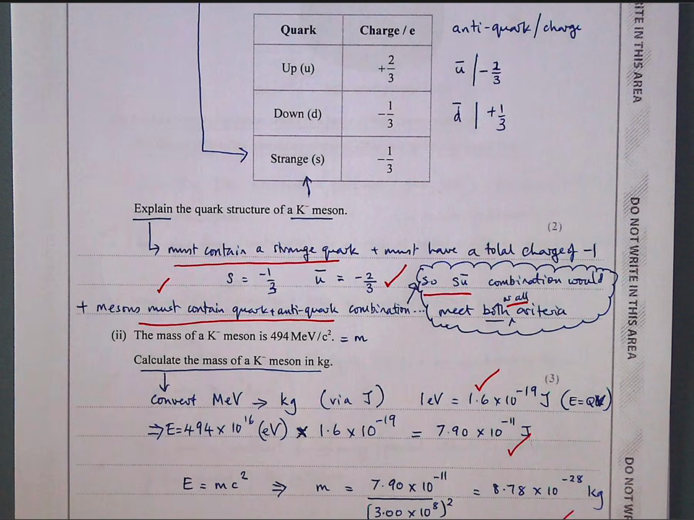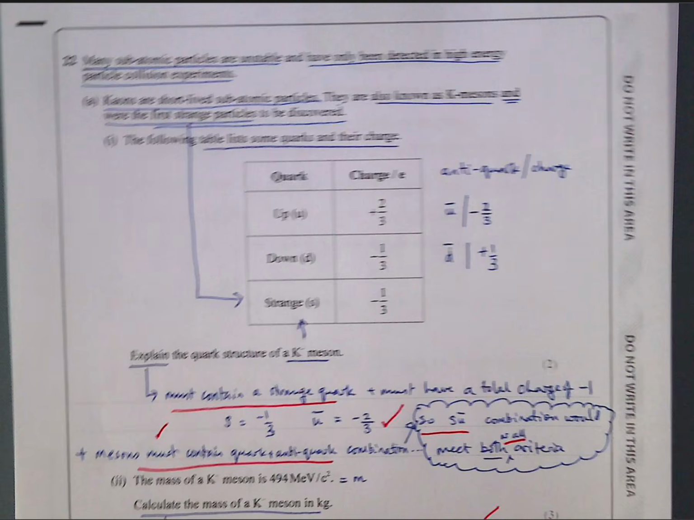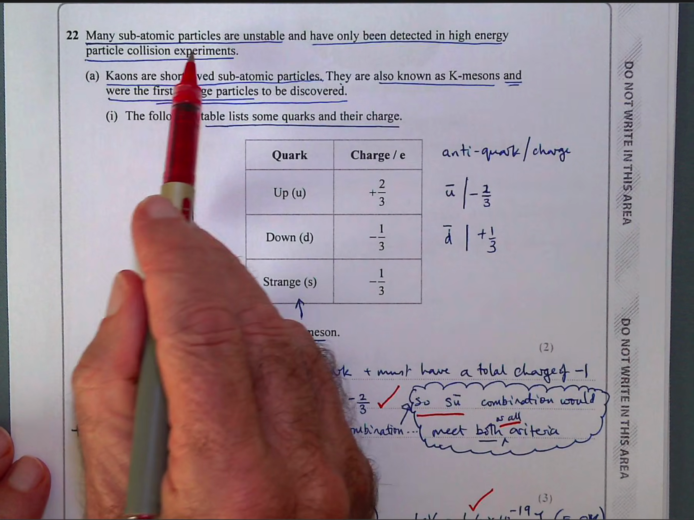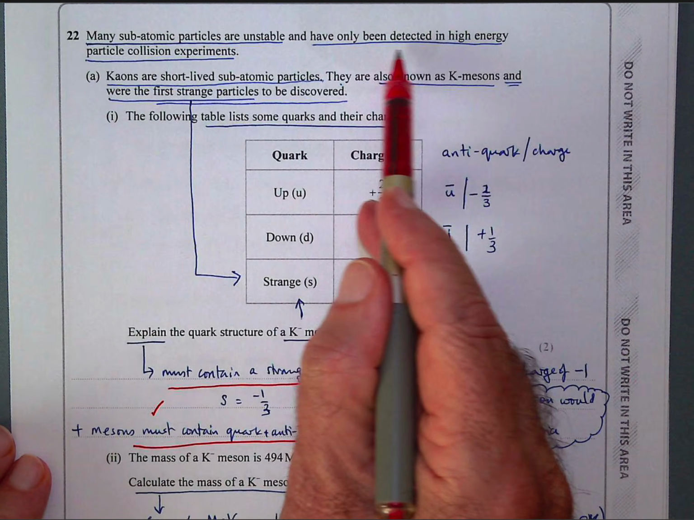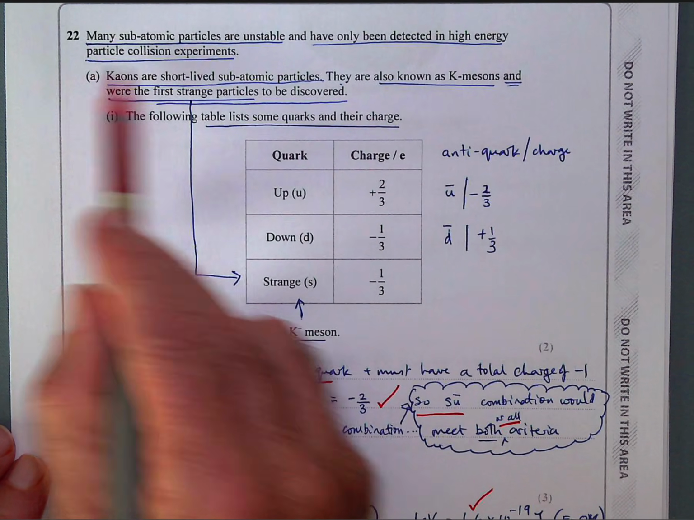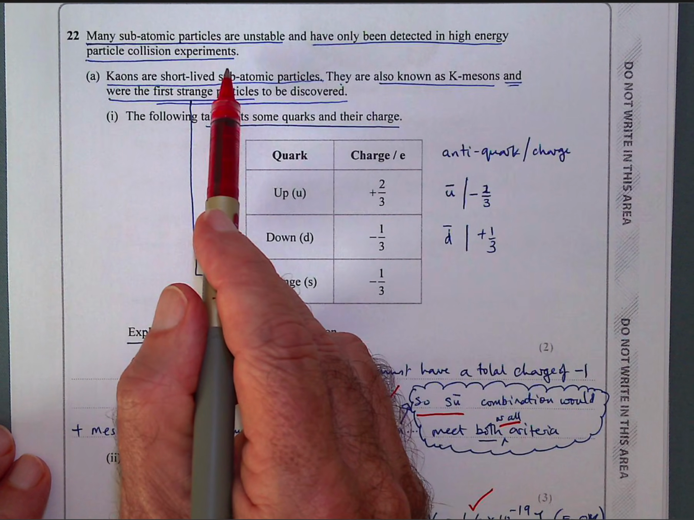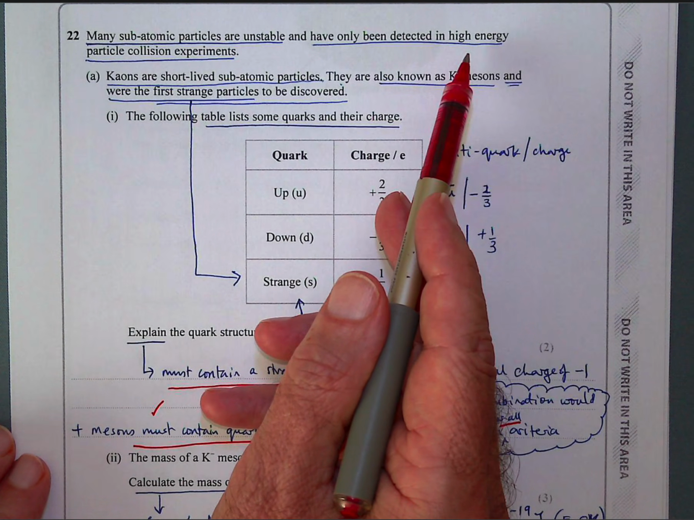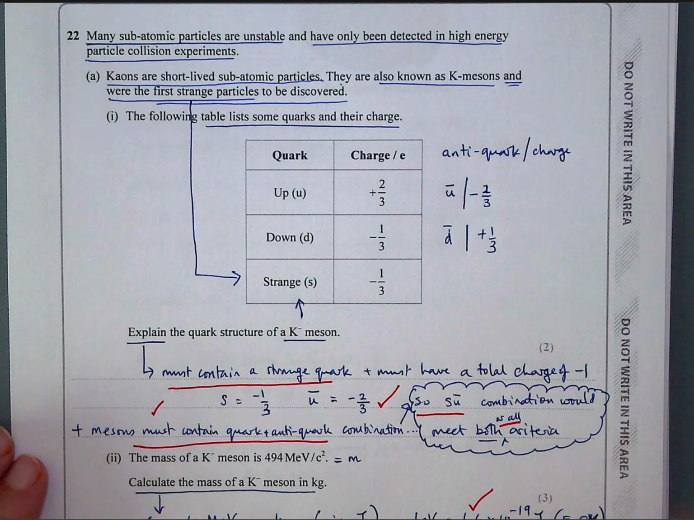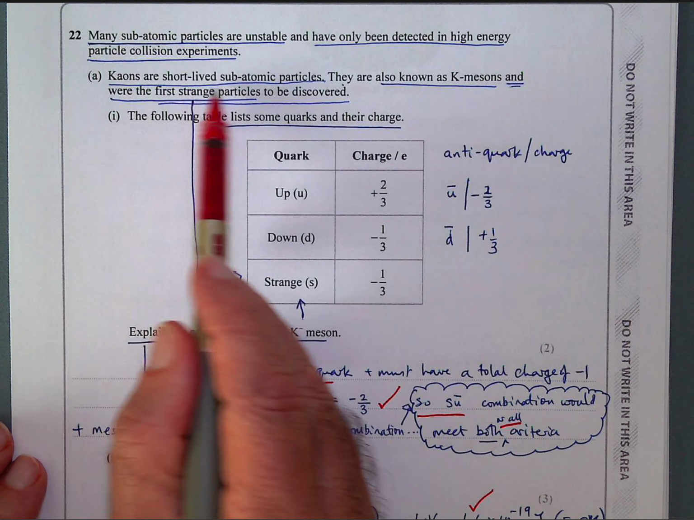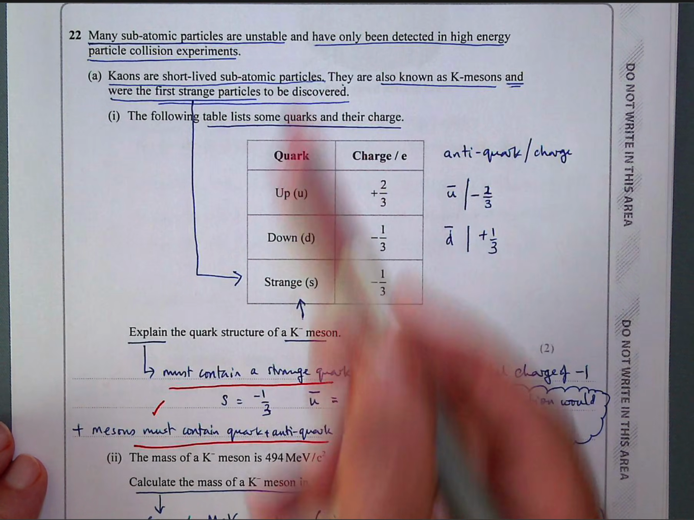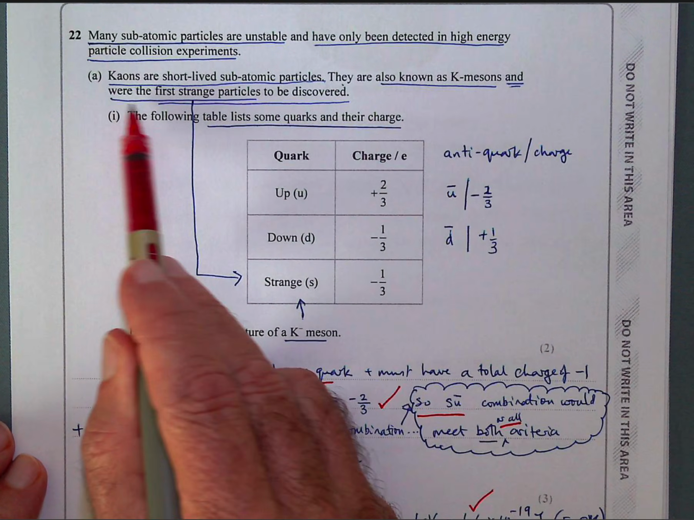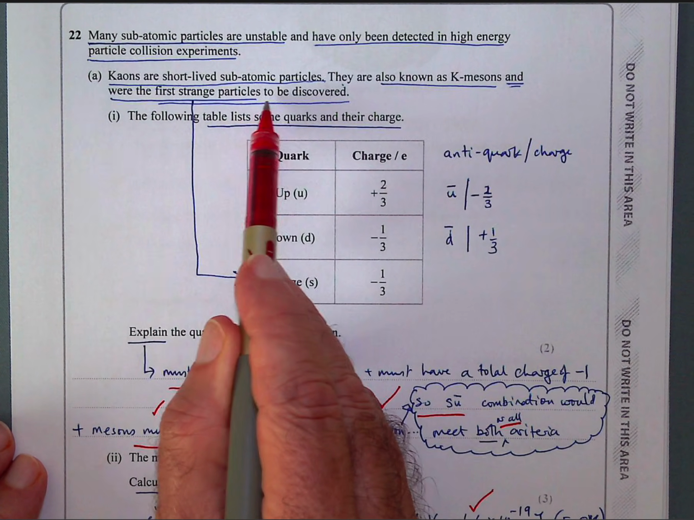And finally, question 22 is about subatomic particles, yes, and strangeness. So many subatomic particles are unstable and have only been detected in high energy particle collision experiments. So they get created at high energy. They're unstable when they don't have high energy, and they decay into something more stable. Kaons are short-lived subatomic particles. They are also known as K-mesons, and were the first strange particles to be discovered.